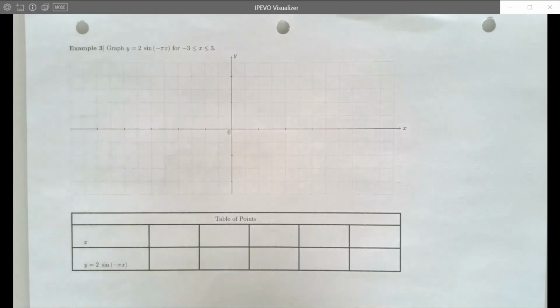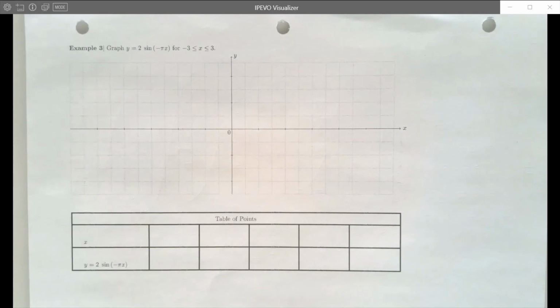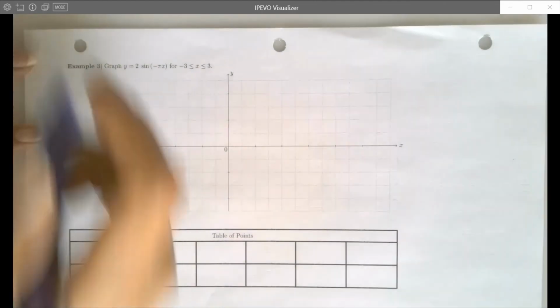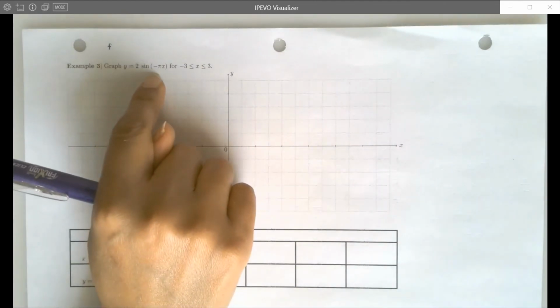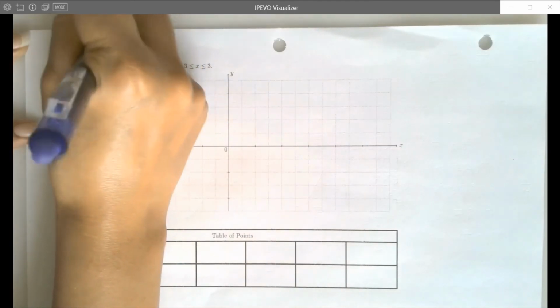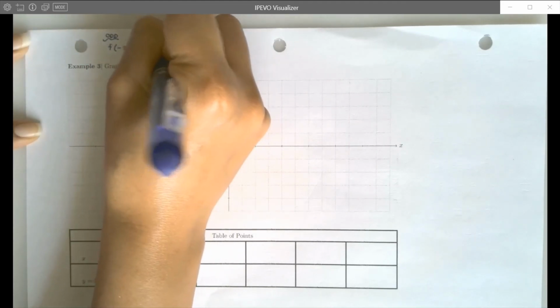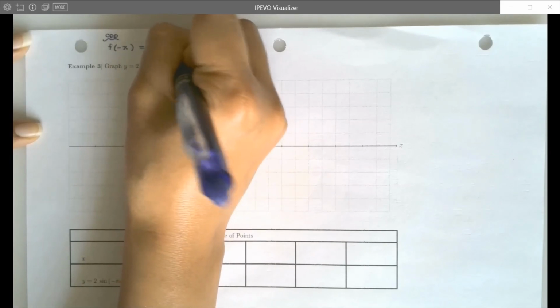For one last example, example 3, we have to graph y equals 2 times sine of negative pi x for x being between -3 and 3. So again, we have that negative coefficient for x. We're going to use the symmetry of sine. Now if you recall, sine is an odd function. And unlike in an even function, we simply can't ignore the negative, or we can't absorb the negative away. For an odd function, what that means is if you have an f of negative x, you bring out the negative in front of the function. So it's negative f of x.